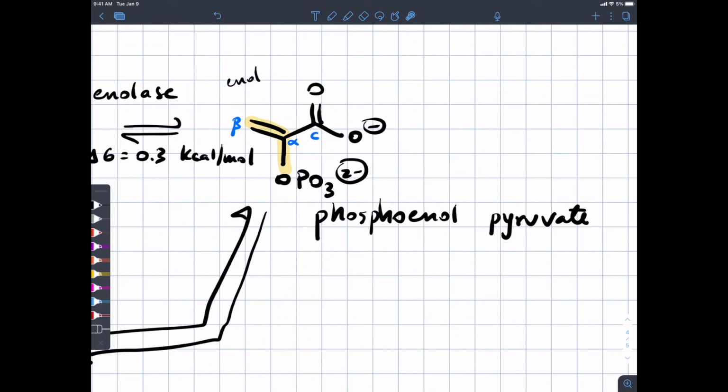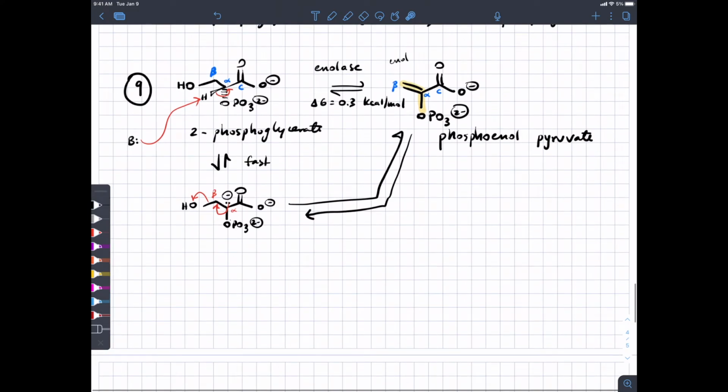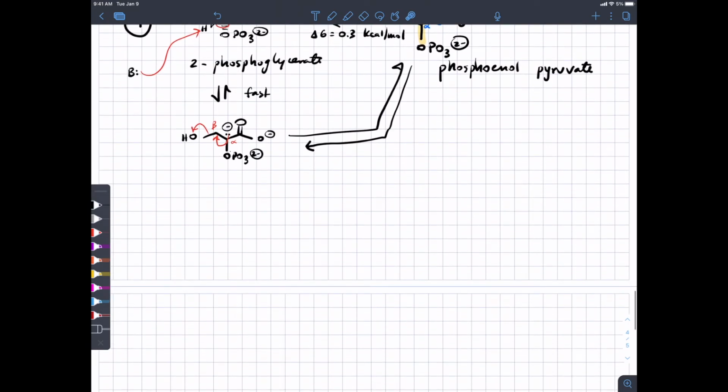So you have a molecule that's first spring-loaded with this phosphate group really close to this negative charge, and then on top of that, it's captured in this less stable enol form. So this is sort of the last straw, and we're now ready for the final step of glycolysis, which is another substrate-level phosphorylation reaction. You take phosphoenol pyruvate, and you take ADP.